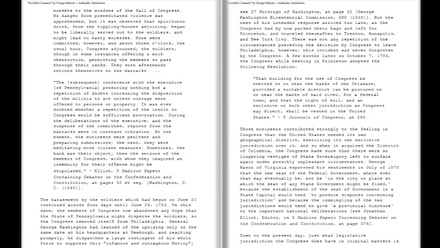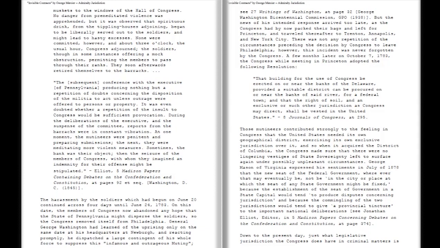George Mason of Virginia expressed his sentiments in July of 1787, that the new seat of the federal government, wherever that may eventually be, not be in the city or place at which the seat of any state government might be fixed, because the establishment of the seat of government in a state capital would tend to produce disputes concerning jurisdiction, and because the commingling of the two jurisdictions would tend to give a provincial tincture to the important national deliberation. See Jonathan Eliot, editor, in 5 Madison Papers concerning debates on the Confederation and Constitution, at page 374.